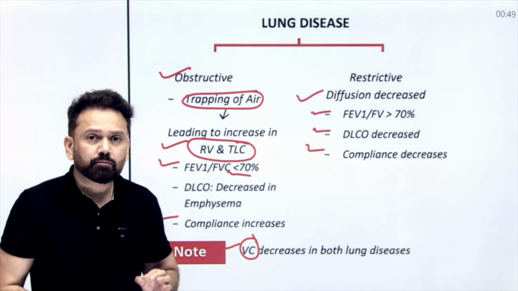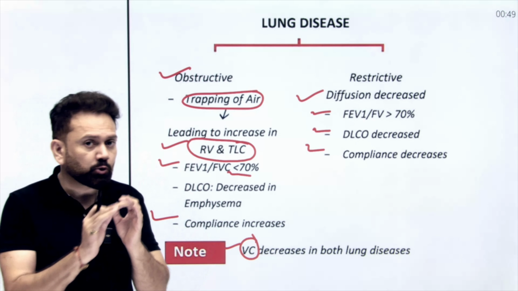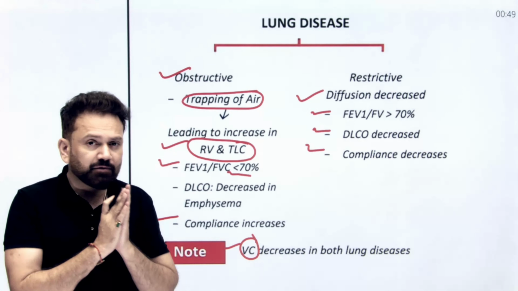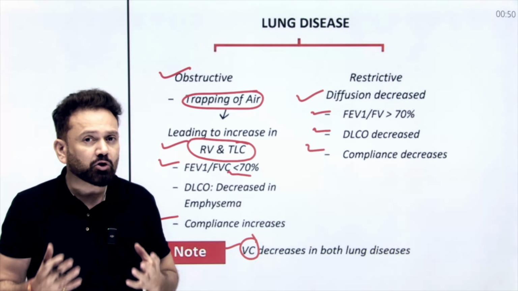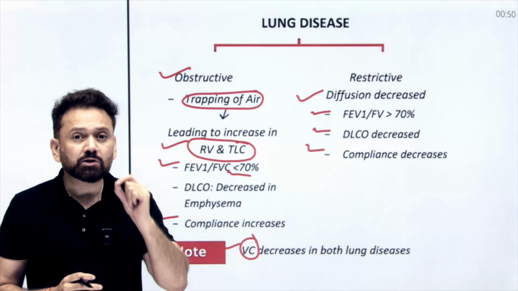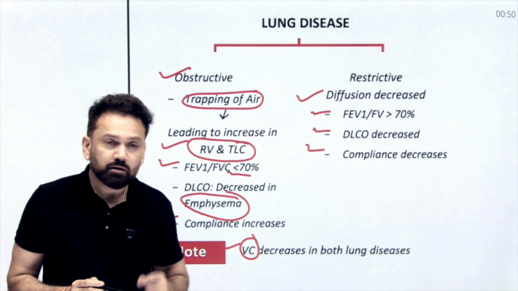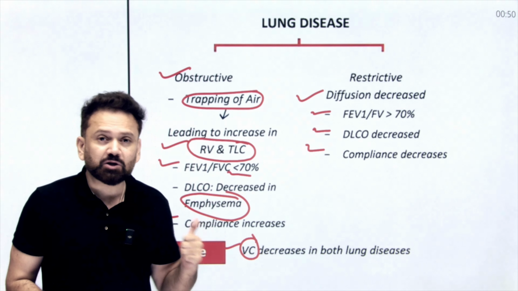Last point: I told you diffusion usually decreases in restrictive lung disease, but if they ask you, is there any obstructive lung disease where they have all the features of obstruction and diffusion capacity is also less, then what is your diagnosis? Answer is simply emphysema. Emphysema is an obstructive lung disease where you can see diffusion capacity is also less.